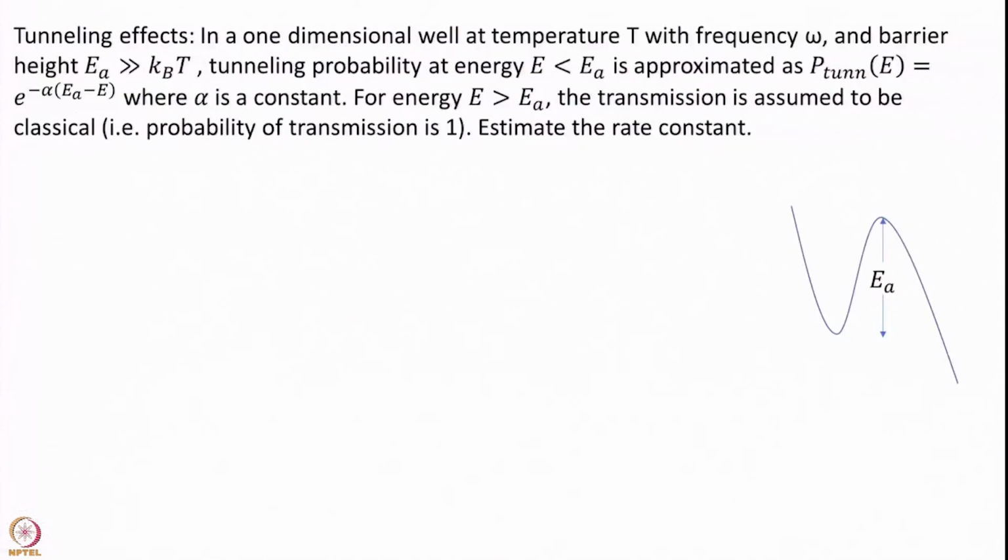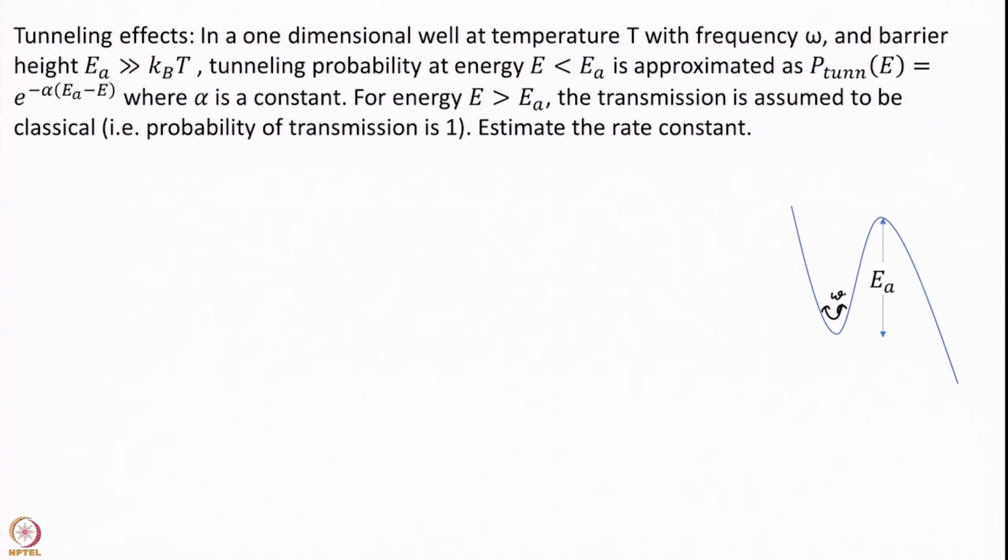Okay. Second problem is slightly harder, but it is an interesting problem and it shows you how to include quantum mechanical effects in transition state theory. So, let us imagine I have only a one dimensional well and somehow a temperature is maintained at some temperature T. Let us say the frequency is given to you, omega here, and the barrier height is much more than kT, this EA is much greater than kT, and we are going to include tunneling in this question now.